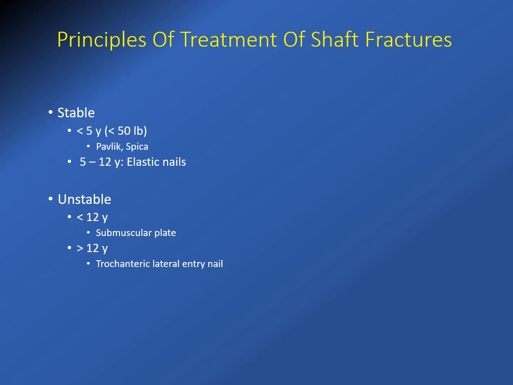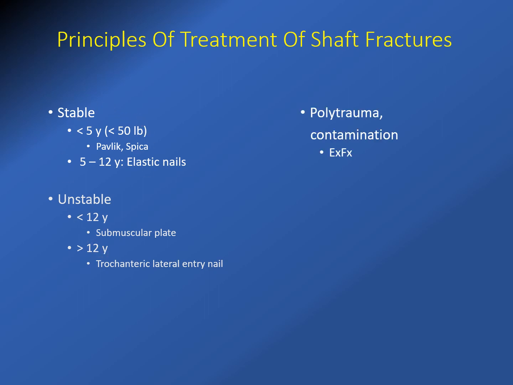Stable, for very small infants, we'll use Pavlik harness. After that, we'll use the spica till the age of 3 to 4 years old. Starting from the age of 5, we'll use elastic nails. If it's an unstable injury, if the child is less than 12, we usually use submuscular plate, and if older than 12, we usually use the trochanteric lateral entry nail. Of course, there may be some changes regarding every case, but this is an overall for the treatment of shaft fracture.